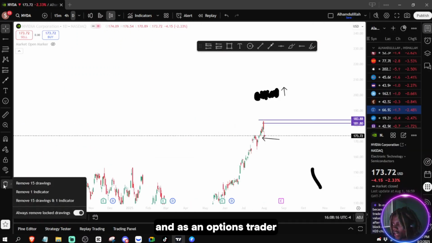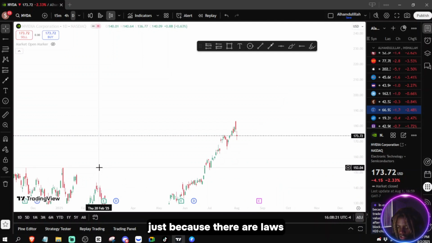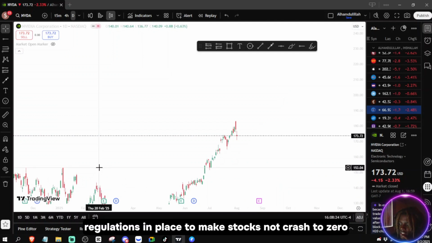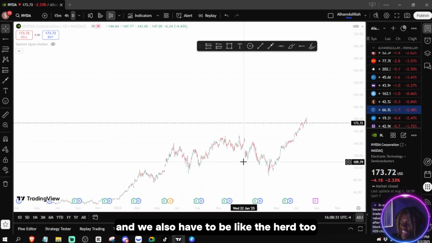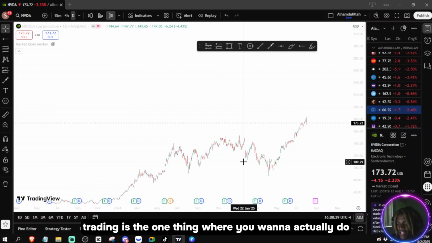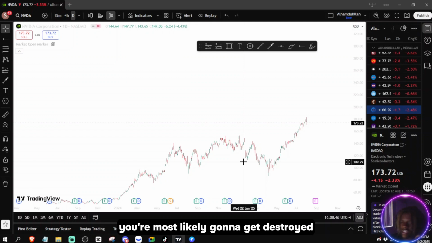And as an options trader, I'm personally only really interested in calls just because there are laws, rules, and restrictions, regulations in place to make stocks not crash to zero. So ideally, I'm trying to be like a long-term investor, and we also have to be like the herd too. And trading, unlike business or anything, trading is the one thing where you want to actually be like the herd. You want to be like everyone else. Because if you're the odd one out, if market is pumping upward and you're trying to short, you're most likely going to get destroyed because that's not what everyone is doing. So you have to trade with the trend and trade at the right times.